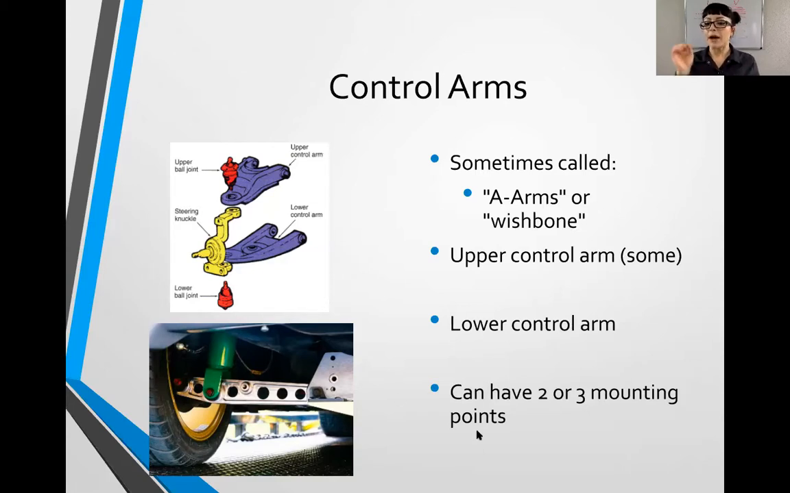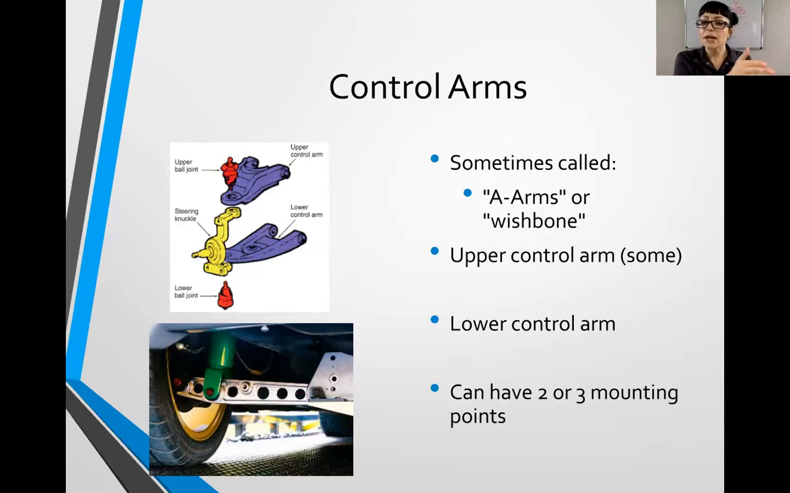Control arms can have either 2 or 3 mounting points. If it has 3 mounting points, it can also be called an A-arm, because it's in the shape of an A, right? Or a wishbone, because wishbones have 3 mounting points. There's always going to be a single mounting point over where our wheel assembly is, and then over at the frame, so we have 2 connections, or 2 sides.